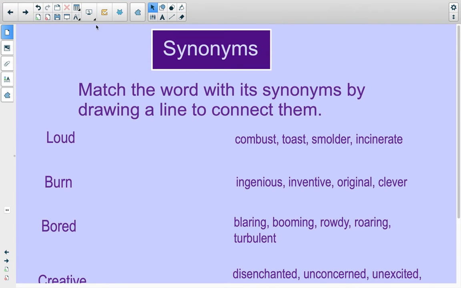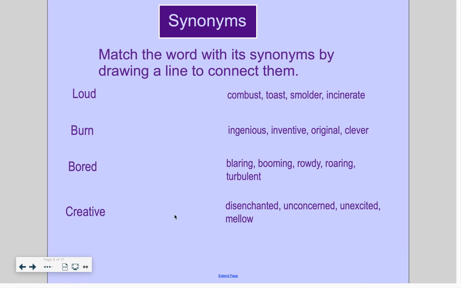So now they're just doing a little synonym matching, where we match the synonym with its definition. And let's see: loud, burn, bored, and creative.